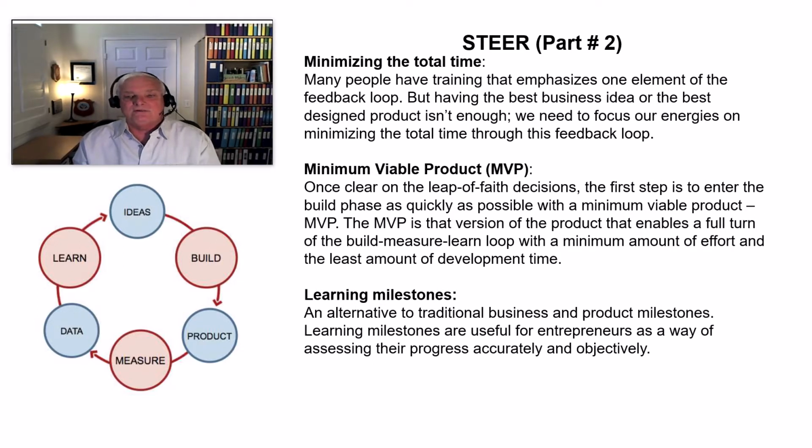It's a version of the product that enables a full turn of the build, measure, learn loop, so you can completely get through the loop with a minimal amount of effort and the least amount of development time. How quickly can we move through this cycle, this proto-storming philosophy that we talked about? So if you take a peek at this, if the idea starts, then you build it, then you create a product, you measure it, you get data, you learn from that, and you cycle through that. How do you optimize that whole flow, not just one piece of it, the whole flow?